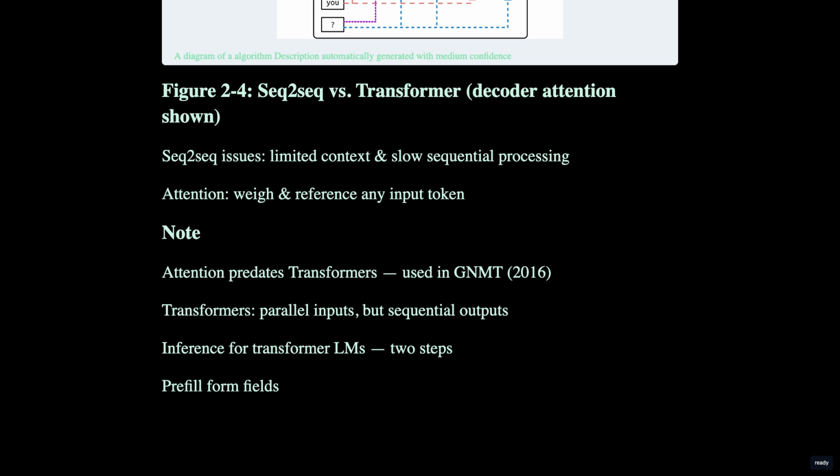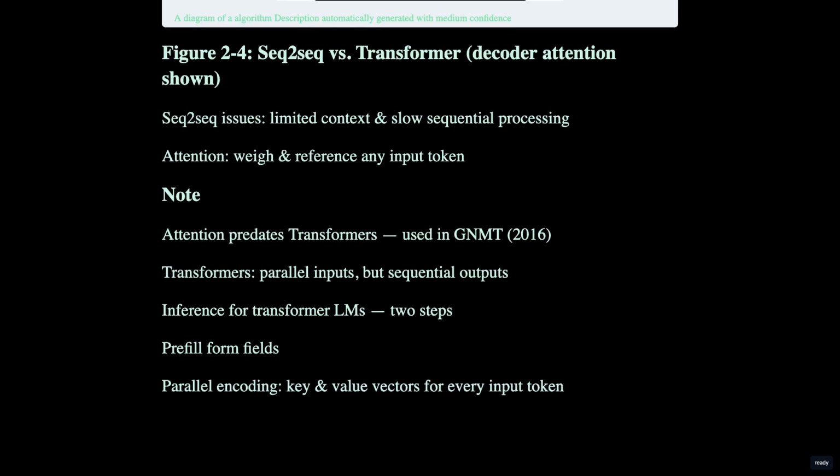The model encodes all input tokens in parallel to build an intermediate state before generating any outputs. That state contains key and value vectors for each token. These vectors are what the attention mechanism consults when producing the first output token.